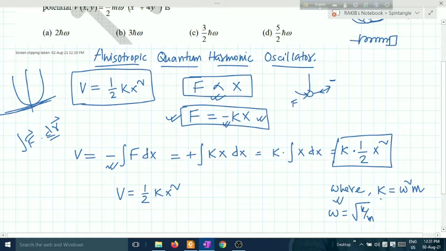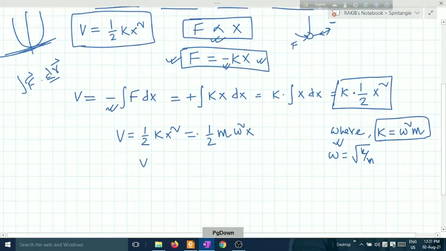From this you can draw k. Put k in place in the potential: half m omega square x square. This is the required potential. In the case of the harmonic oscillator, V is equal to half times m omega square x square. Sorry, this is x square. This is the required potential.